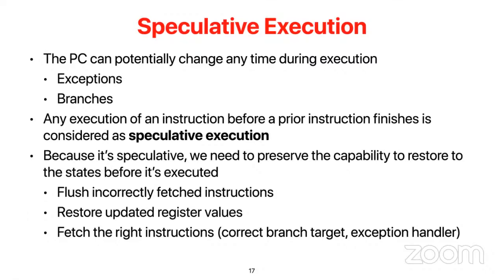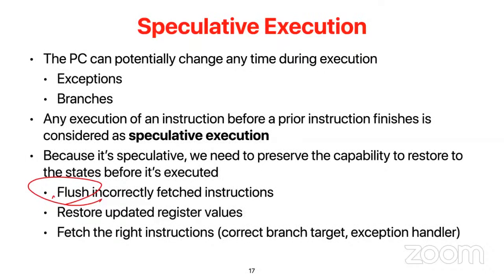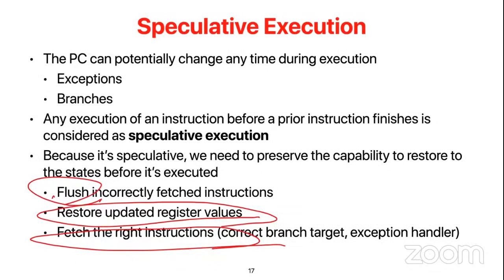So, or at least as things are right now, these are called speculative execution. And because it's speculative, we need to find a way to preserve the capability of restoring the states from before it was executed. For example, if we figure out this is not an instruction that we want to execute, we must be able to flush it. If it finishes, we have to be able to restore the updated register values, and then we need the capability to fetch the right instructions at the end.